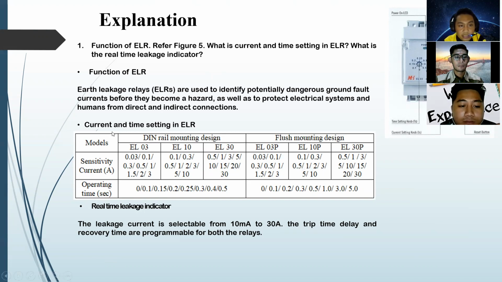As you can see, this is the current and time setting in ELR. The models are EL03, EL10, EL30, and for the flush mounting design, EL03P, EL10P, EL30P. For the real-time leakage indicator, it is selectable from 10 milliampere to 30 ampere. The trip time delay and recovery time are programmable for both relays.